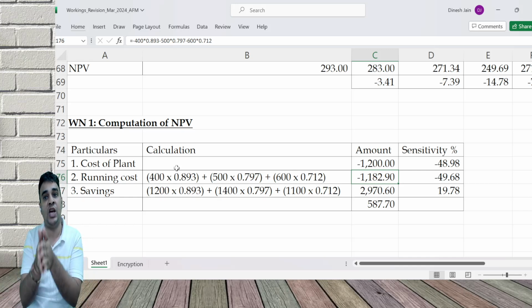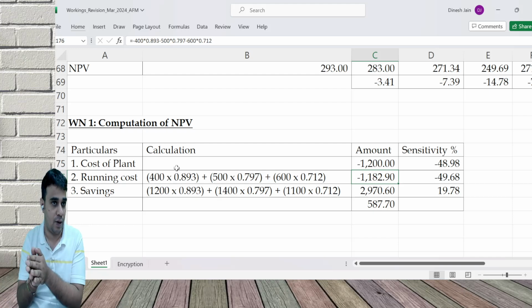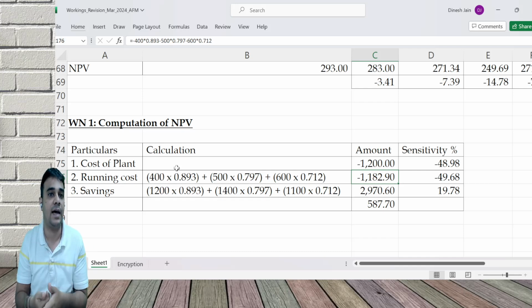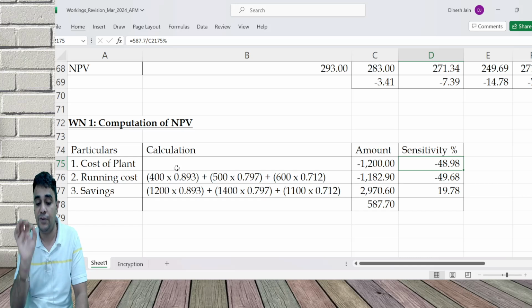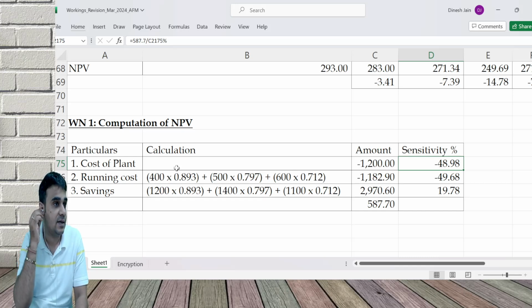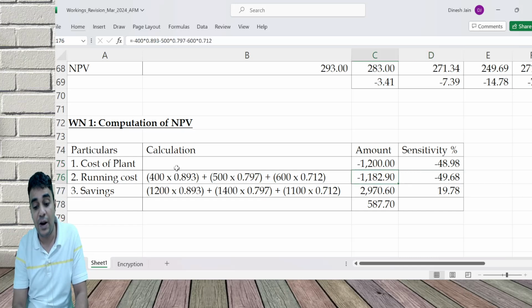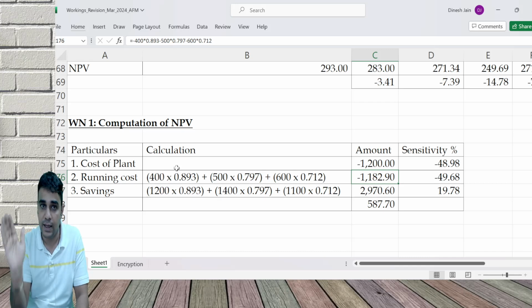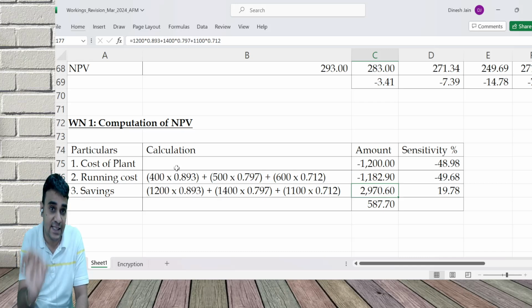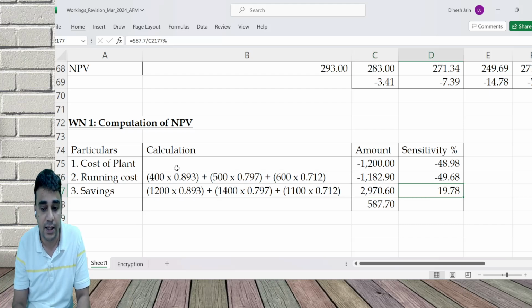The sensitivity formula is change by base into 100. Assuming you had calculated a single NPV, not doing all this, then you have to separately calculate all this. What is the sensitivity? From 1200, if there is a 49% increase, the project will get rejected. From 1182, if there is a 50% increase, the project will get rejected. And from 2970, if there is a 20% fall, the project will get rejected. This is the cushion available.